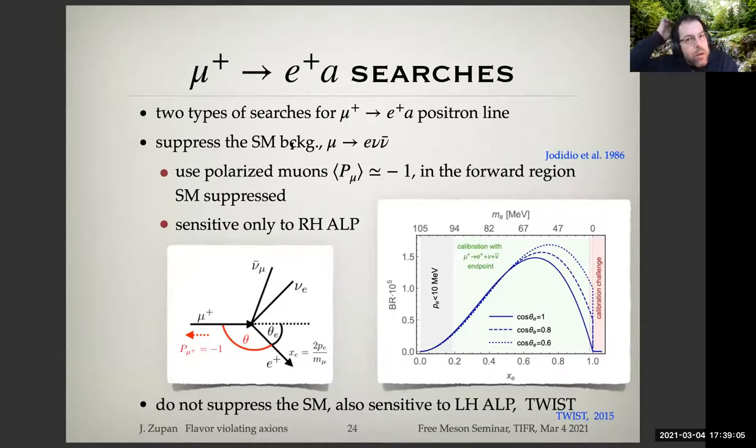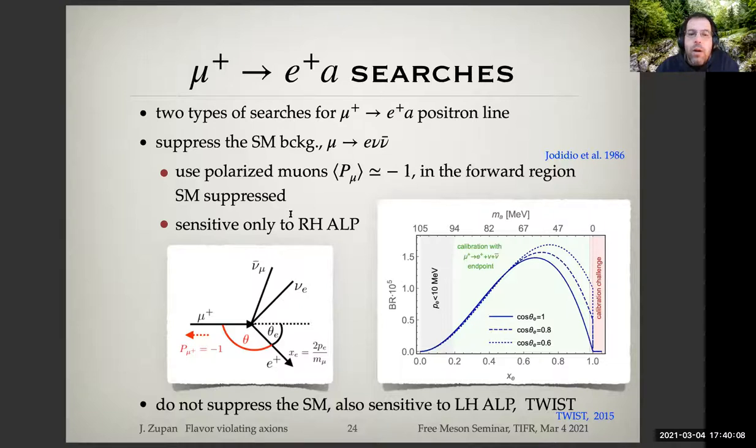There are two types of searches that you can perform or have been performed. In both cases, you're looking at a two-body decay. If you have a muon that decays at rest, you are searching for a positron line at the energy that is given by the mass of the ALP. If it is massless, then the line will just be at half the mass of the muon. That's what's plotted here: x_A is this relative fraction compared to half of the mass of the muon. So one means the energy of the positron is half of the muon mass. The line would be here for a massless particle. If it's heavier, it would be somewhere in this green region.